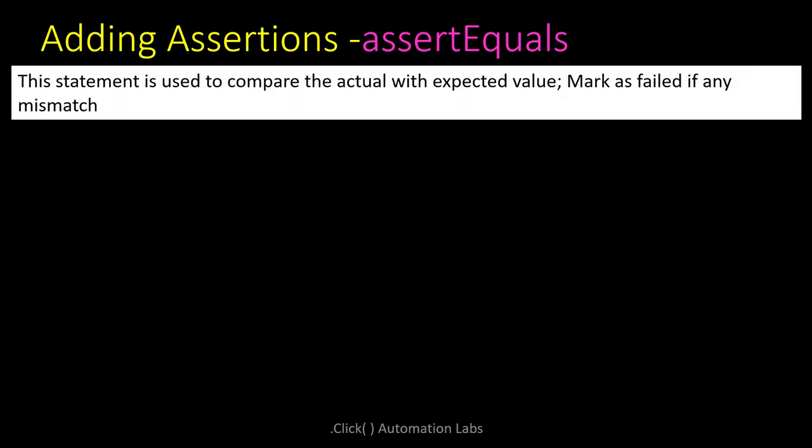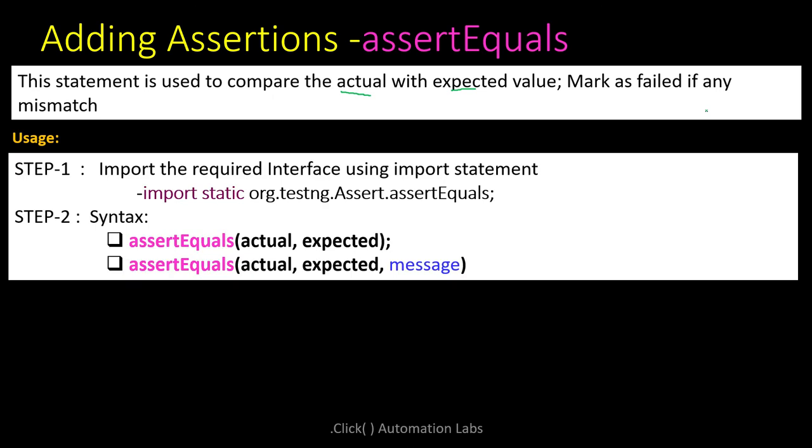The first is assertEquals. This statement is used to compare the actual with the expected value. It compares both and marks a failure if there is any mismatch. This is the way we need to use it. First import the statement, import static org.testng.assert.assertEquals, and there are two methods over here. This is method 1, this is method 2. If there is any mismatch, the message which we put over here will be added to your result file.